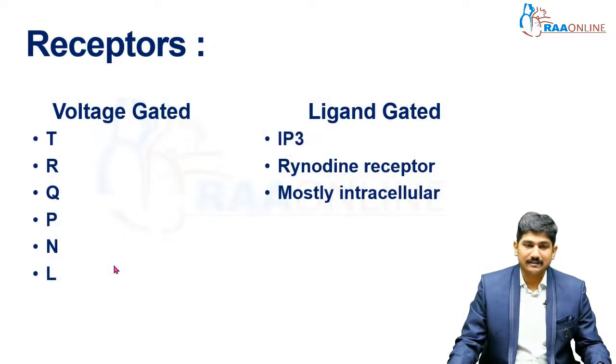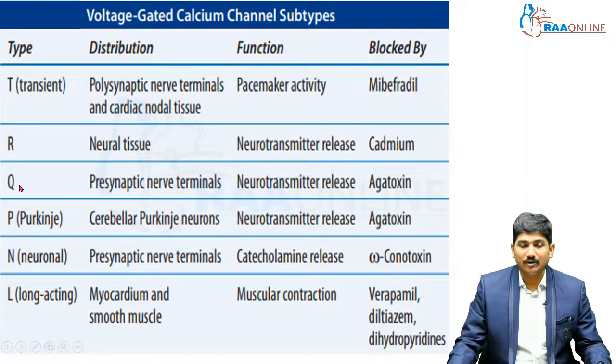These CCBs act either via voltage-gated channels or ligand-gated channels. In ligand-gated channels, the ligand is IP3 or the ryanodine receptor, and these are mostly intracellular. In voltage-gated, it could be T, R, Q, P, N or L type. The T type is transient, present in the presynaptic nerve terminals and cardiac nodal tissue. Its function is pacemaker activity. It is blocked by mibefradil, which is no longer in use. The R type is in neural tissue and blocked by cadmium. Q type is again in nerve terminals, blocked by agatoxin, and P for Purkinje is blocked by agatoxin, N for neuronal is blocked by conotoxin.